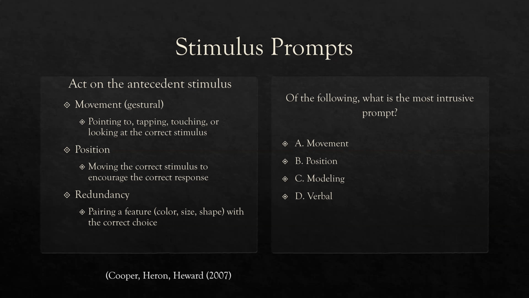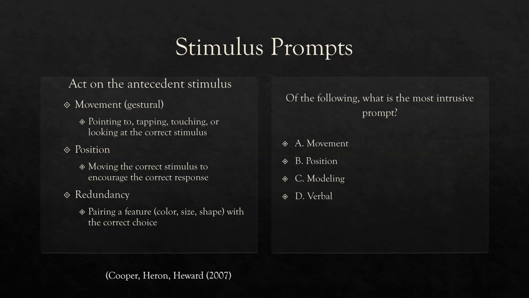So we have a movement prompt, which is just a gestural prompt. I'm pointing to cards, I'm tapping cards, I'm touching cards, I might be looking at cards. A lot of inadvertent prompts have to do with gestural and movement prompts, right? You give an SD, touch the red, and you accidentally look at red. A lot of kids are very savvy and they'll pick up on that. We need to be careful with our movement and our gestural prompts, because we can really inadvertently prompt.